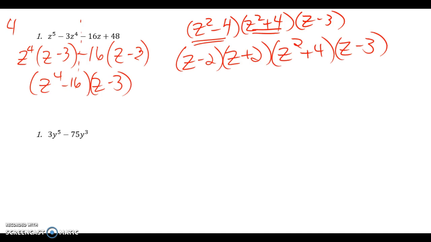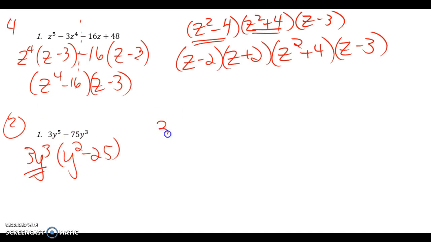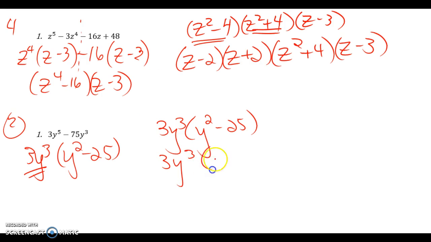All right. Looking at this, 2 terms makes me think special products. But guess what? I'm going to pull out 3y to the 3rd, then I'm left with y squared minus 25. Common monomial factor every time. Y squared minus 25 is a difference of perfect squares. Y plus 5, y minus 5.